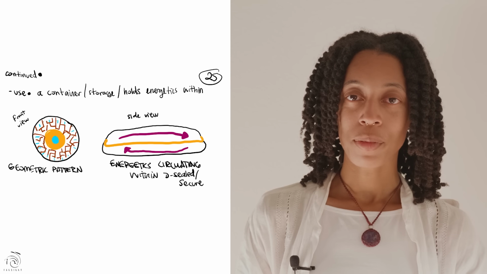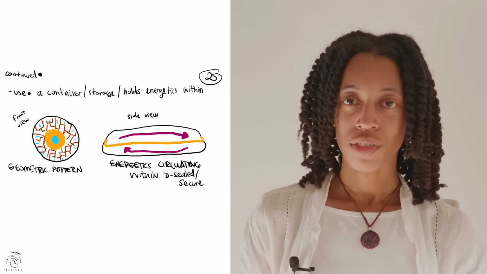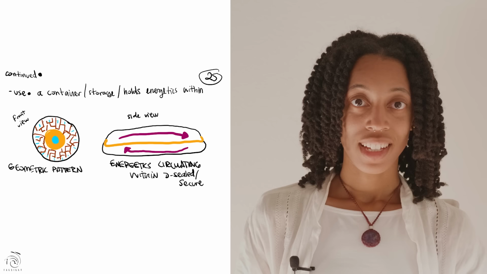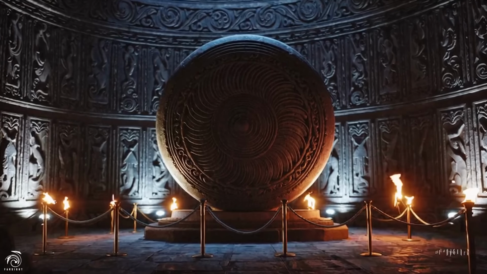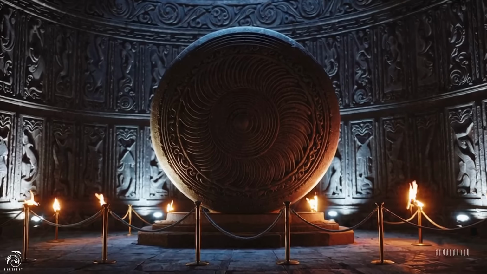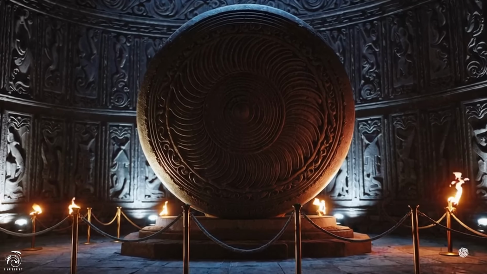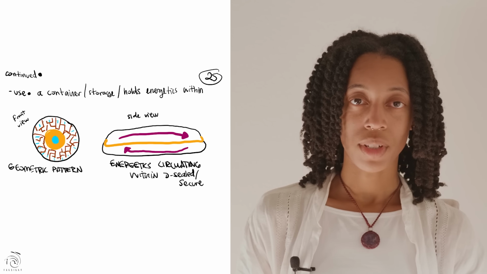Continuing to probe object Y, its use is as a container or for storage. This object holds energetics within. From my front view, I see what looks like a geometric pattern with multiple colors, and from a side view, I see energetics circulating within. I'm deducting that it's a sealed or very secure object.